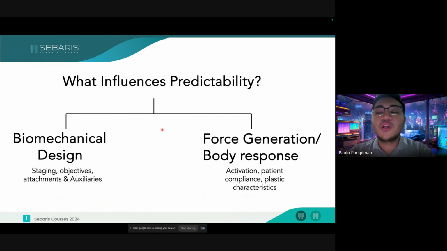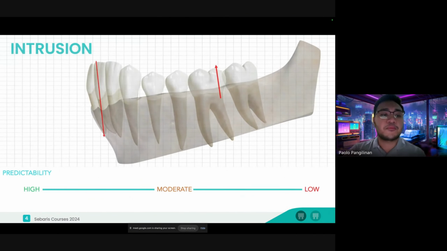Now, going back, what influences your predictability? It can be your biomechanical design or your force generation. Now, what we just talked about there, the principles actually cover the two of these. Okay, so another concept that you also want to recognize is just in case you want to do intrusion.